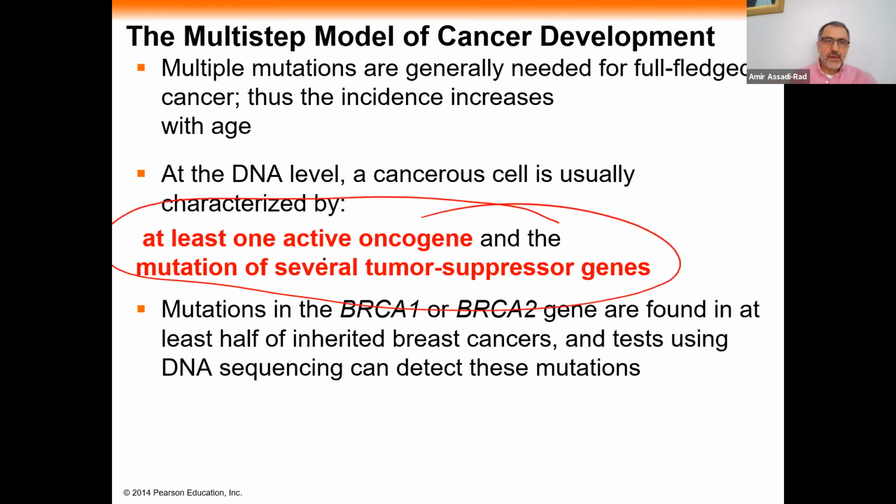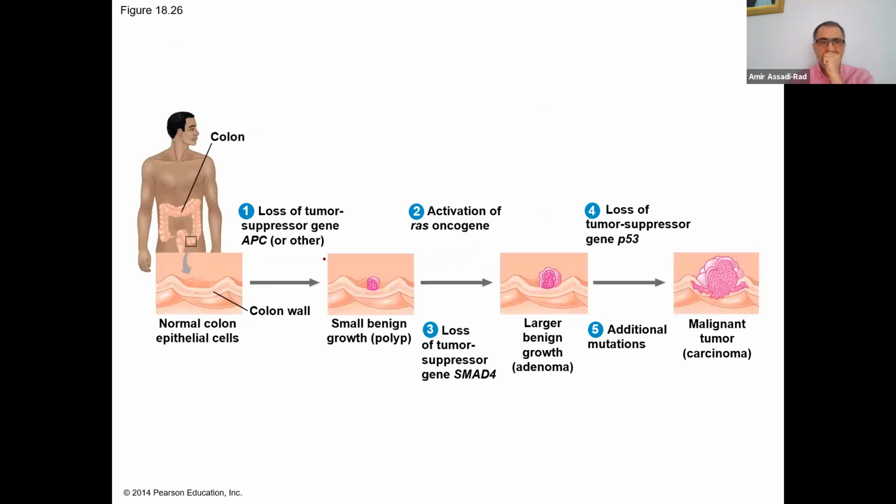Right here. Okay, the mutation of the breast cancer genes BRCA1 and BRCA2. We males get breast cancer too, not as often as females, but here's a mutation in BRCA1. Two genes that are identified in females, at least half of the inherited breast cancers, and tests using DNA sequencing can detect these mutations. Here's colon cancer, loss of the tumor suppressor APC, a very important exam question, or other genes.